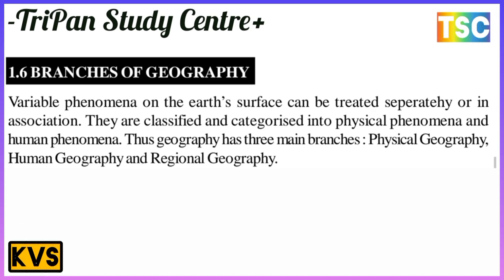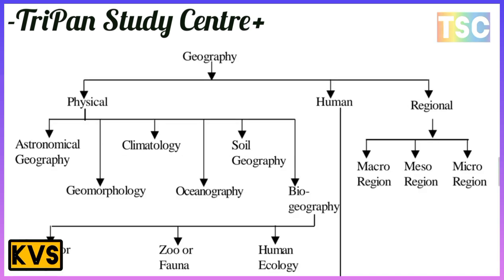Geography has only three branches: physical geography, human geography, and regional geography, and each is further divided into other categories. See this flow chart showing the branches of geography. There are three types only: physical geography, human geography, and regional geography.